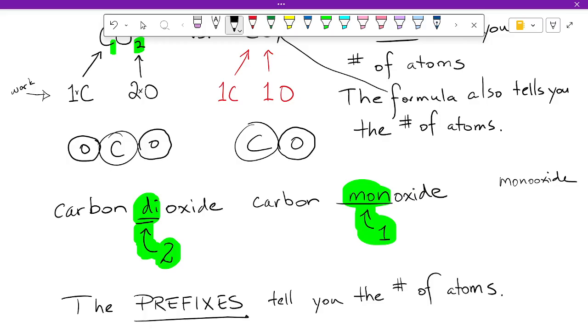Now, there's one thing I want you to take note of here, and that is, how many carbon atoms were there in carbon dioxide? 1, but no mono. For whatever reason, we do not put mono on the first word. If there's just one of the first one, we just leave it blank. Okay? No mono on the first word. Only if there's one. Okay?